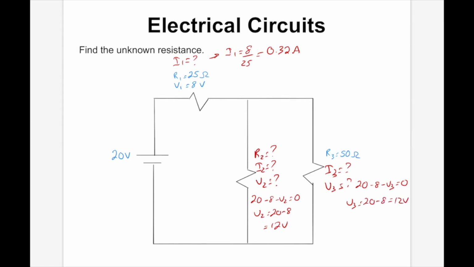Now we can solve for I3. I3 is equal to V3, which is 12, divided by R3, which is 50. 12 divided by 50 is equal to 0.24 amps.